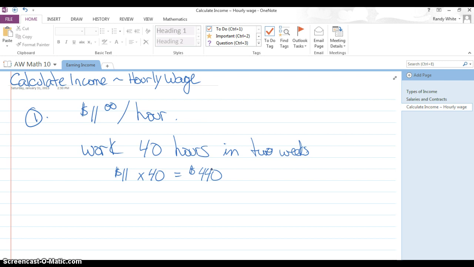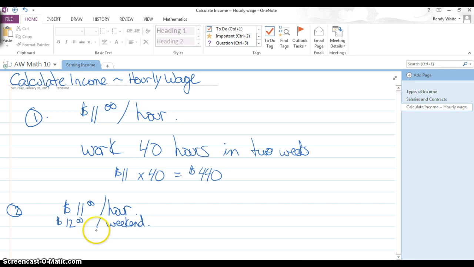Sometimes what businesses do, if you're having to work one of those unpleasant type shifts, let's say, for example, you have to work in the evenings or on the weekends, sometimes they give you a little bit more. So let's leave your hourly wage at $11 per hour. If you have to work on the weekend, they might pay you $12 an hour, an extra dollar for each hour that you work on the weekends.